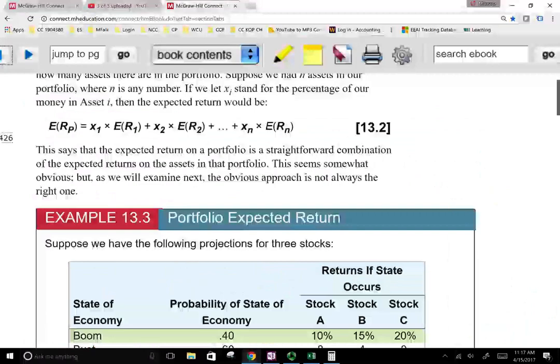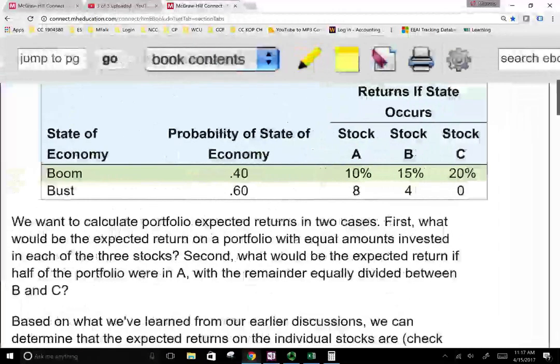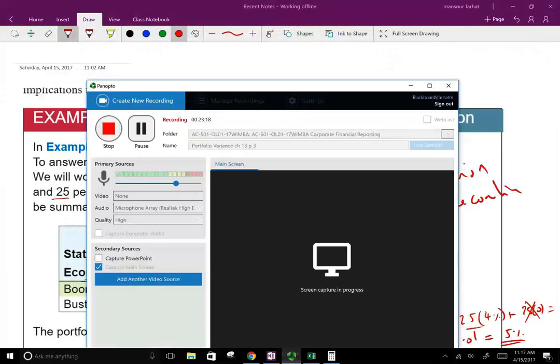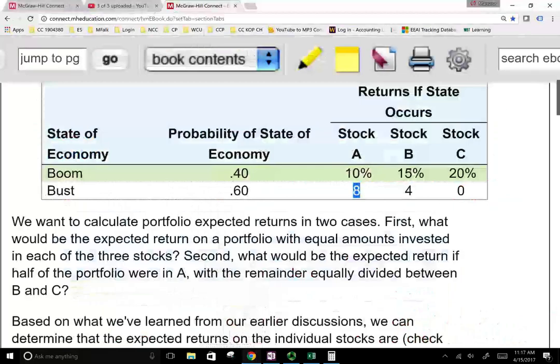Notice stock A under both probabilities, under boom and a bust, 10% and 8%. It doesn't deviate a lot. That's why if you put more money in stock A, you are taking less risk, and this is showing in the standard deviation. Versus stock B, notice 15 and 4%, there's more deviation. In stock C, boom is 20% and bust is 0. They deviate a lot from each other.